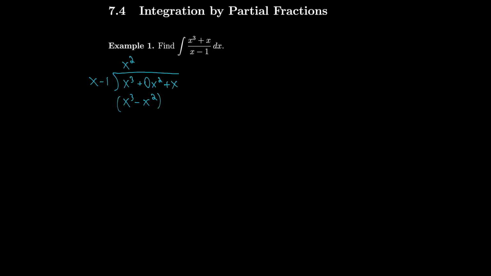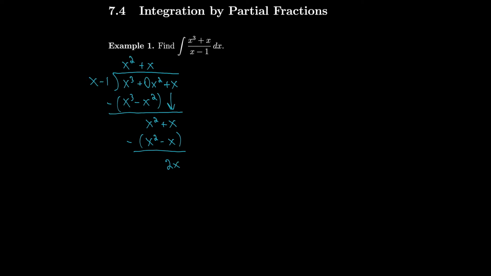And then we subtract. So we get x cubed minus x cubed is 0. X squared minus minus x squared is positive x squared. And we bring down the x. So then we repeat: divide, multiply, subtract, bring down. So we divide by x and we get x. We multiply and we get x squared minus x. We subtract and we get 2x. And there's nothing to bring down.